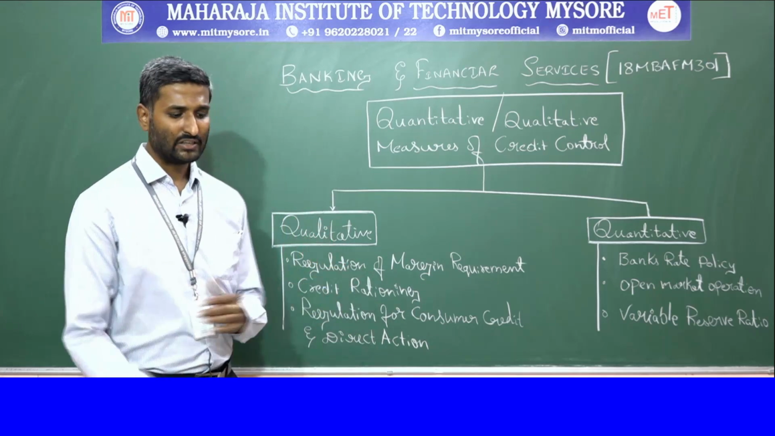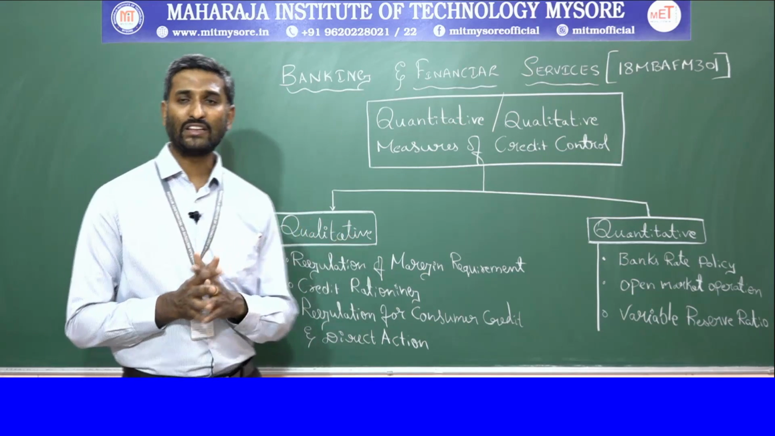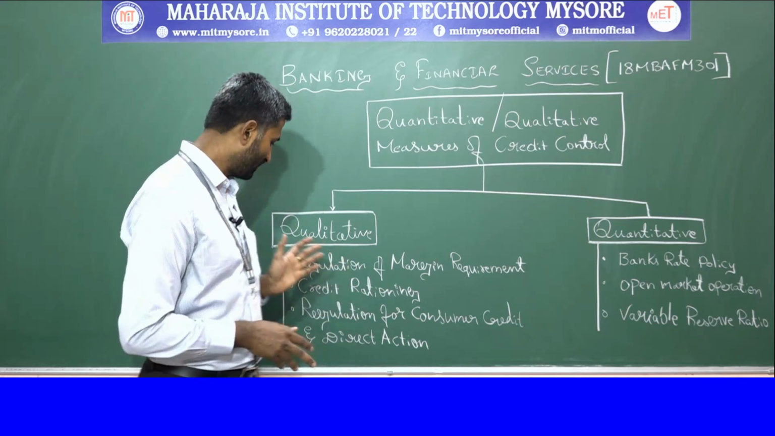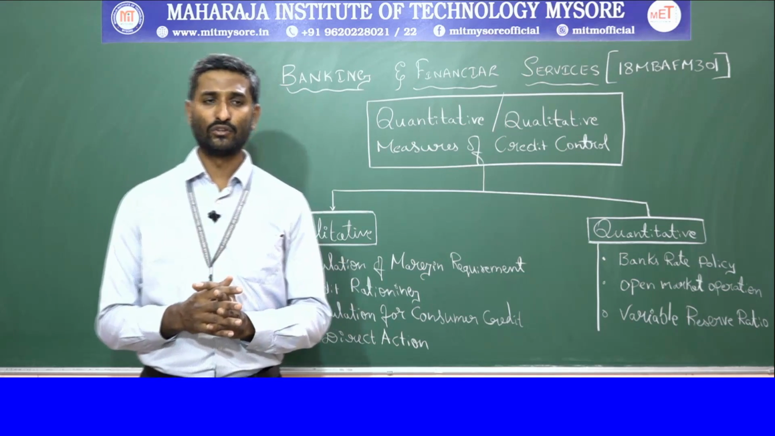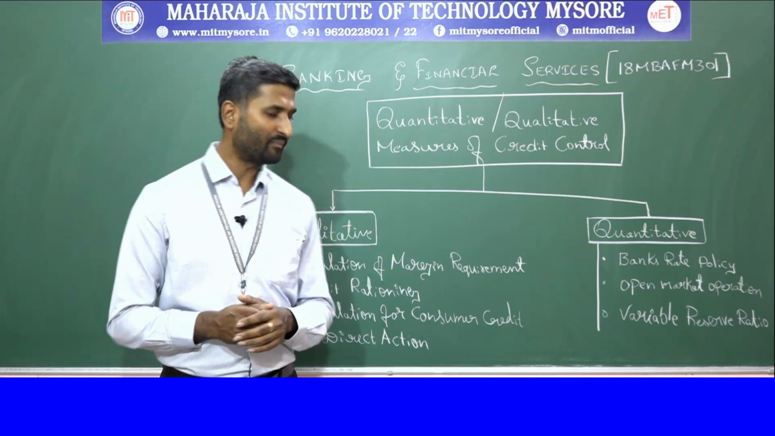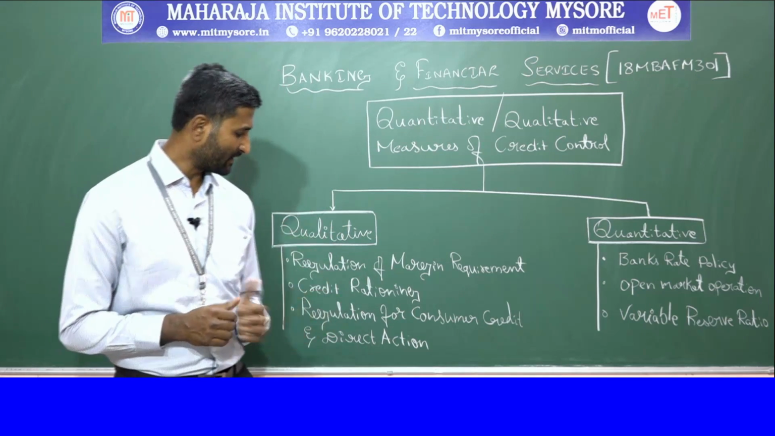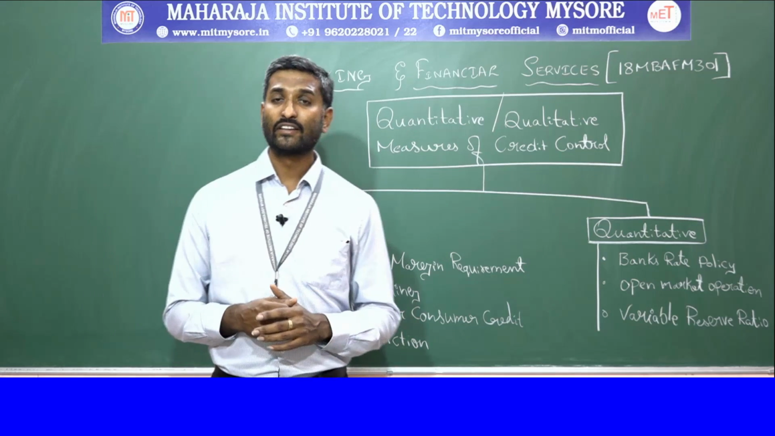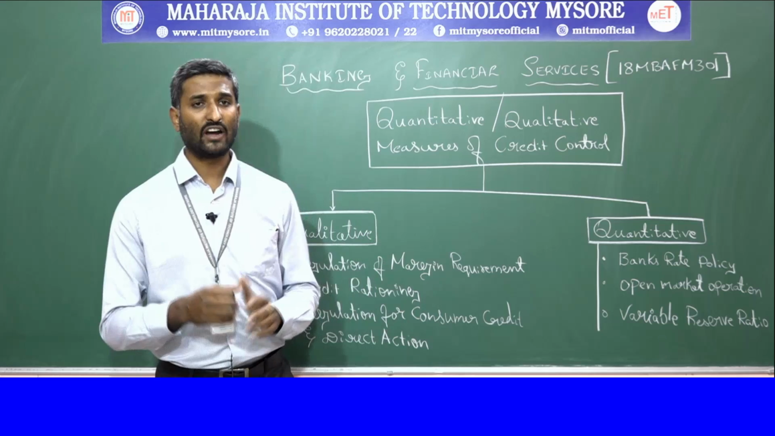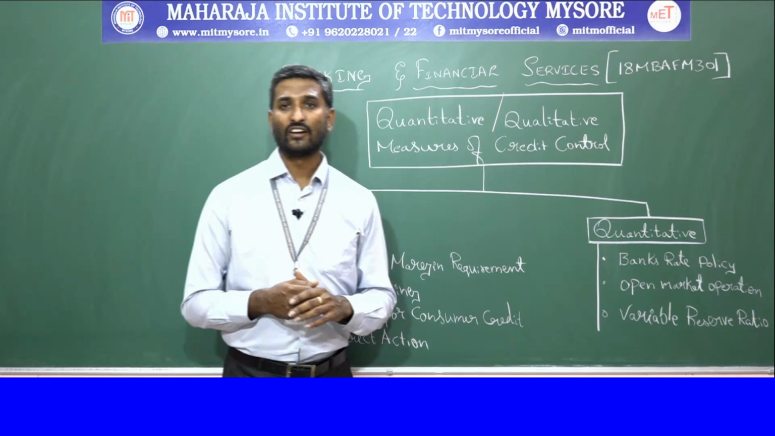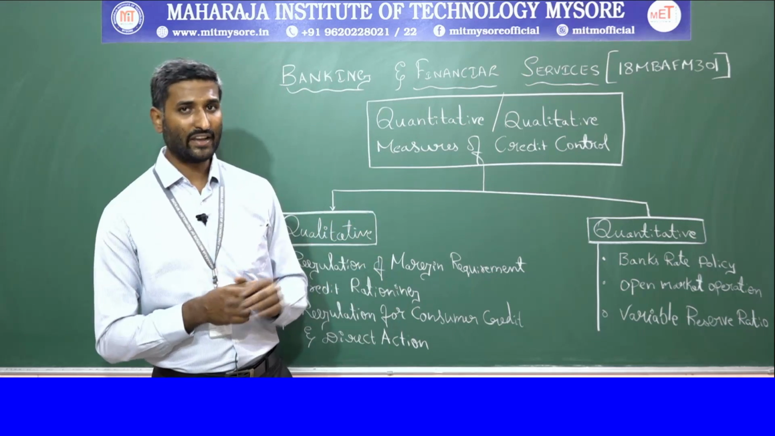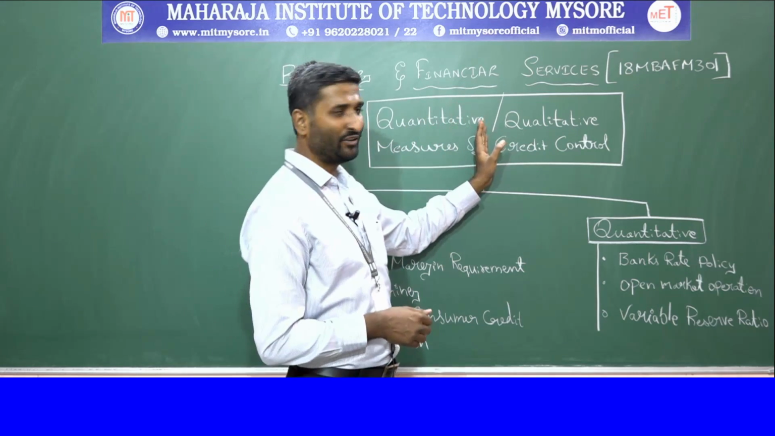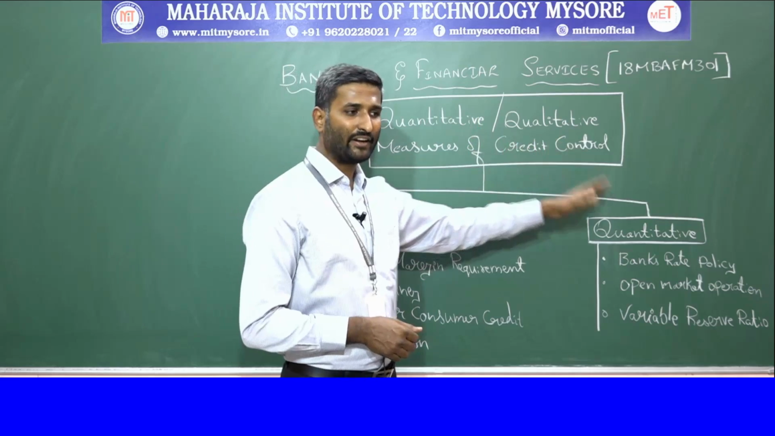Then coming to the next part, that is qualitative measures. These qualitative measures have three major tools: regulation of margin requirement and credit rationing, regulation of consumer credit, and direct action. We are going to discuss these in the next class. So today we are concentrating only on the quantitative measures of credit control.